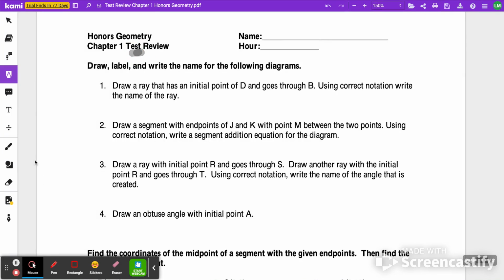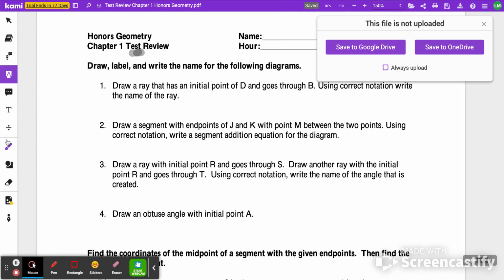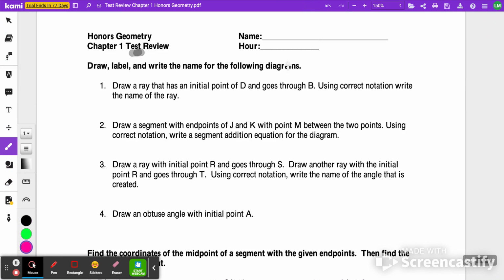Today we're going to be talking about our test review. What we're going to do is go ahead and get started on those questions from your review sheet. So let's get started. Number 1, draw a ray that has an initial point of D and goes through B.